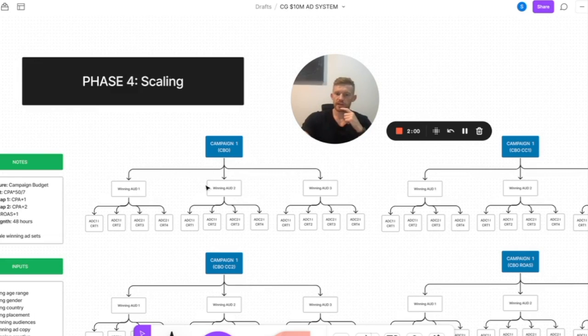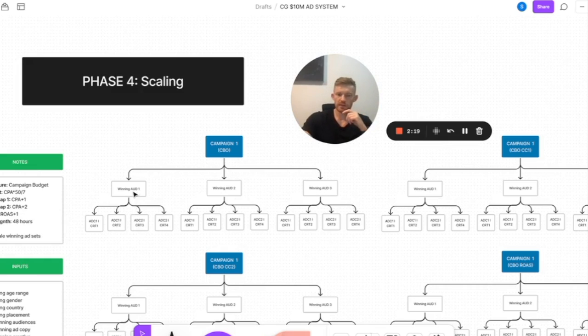So in this example here, this is the first campaign we would do. You can see here, this is campaign 1, CBO, and we've got 3 winning audiences: winning audience 1, winning audience 2, winning audience 3, right? And we've tested to know that that audience works. And we duplicate them into a CBO campaign and set the budget.